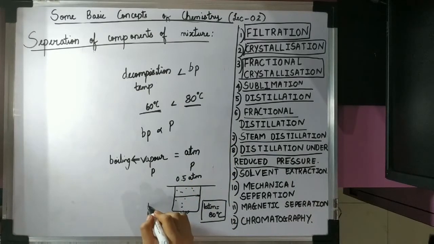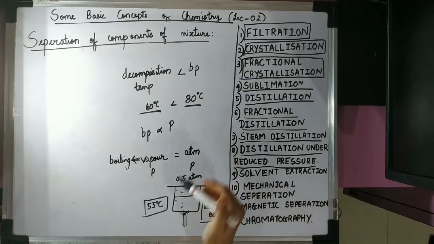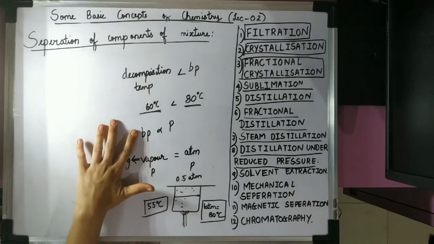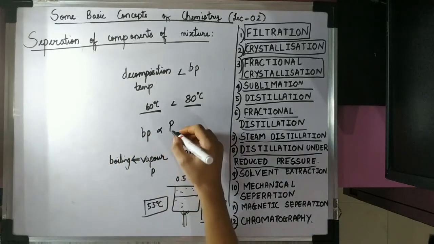So if the external pressure is 0.5 atmosphere, then at 55 degrees Celsius the liquid will start boiling. This condition is important: the boiling point is directly proportional to the external pressure. So this is P external.